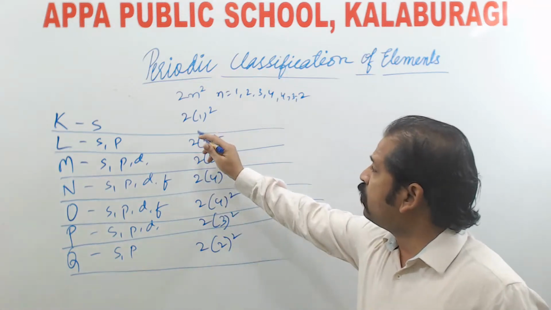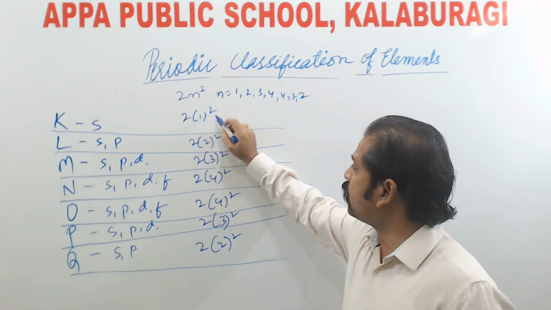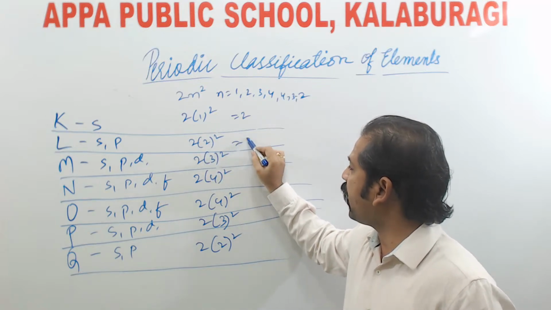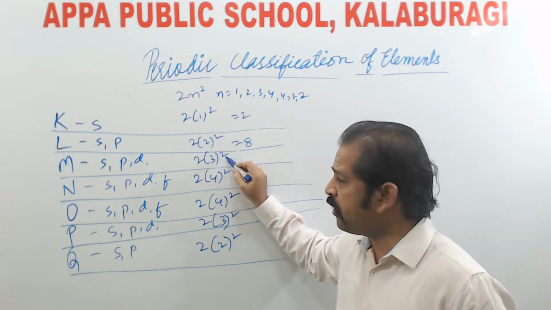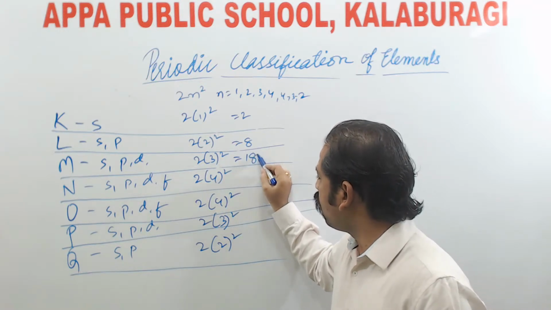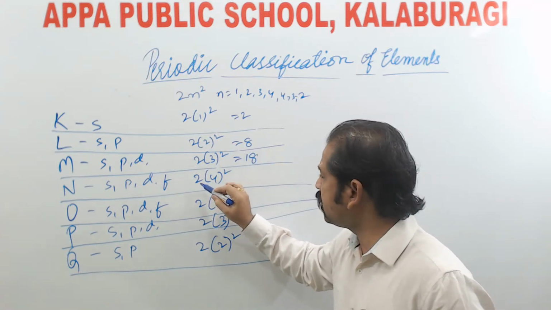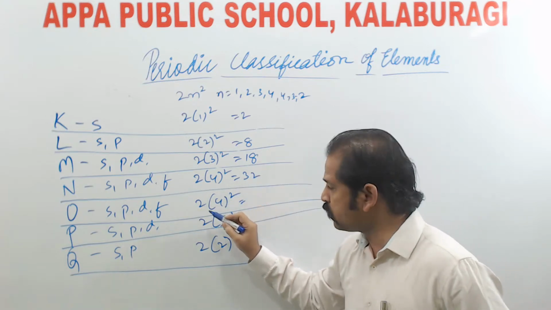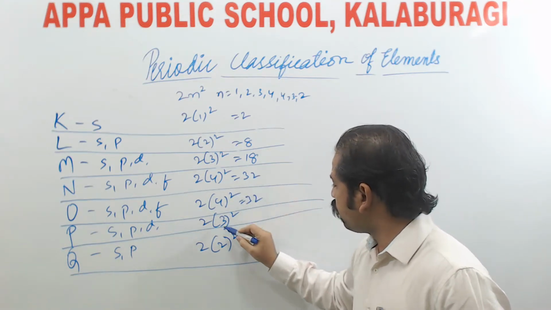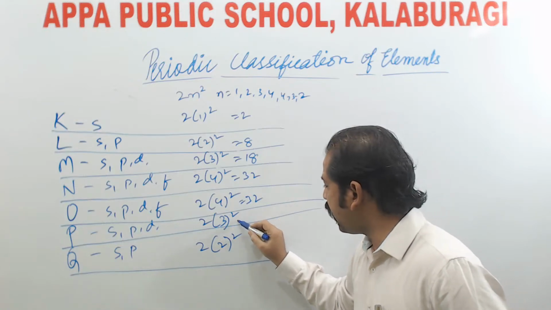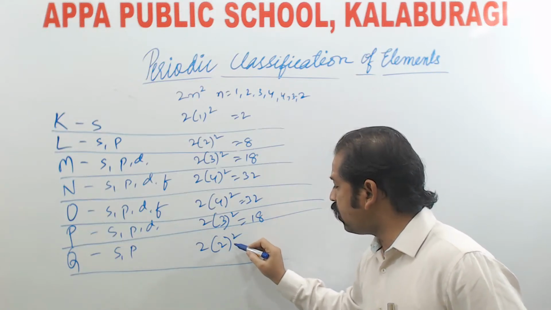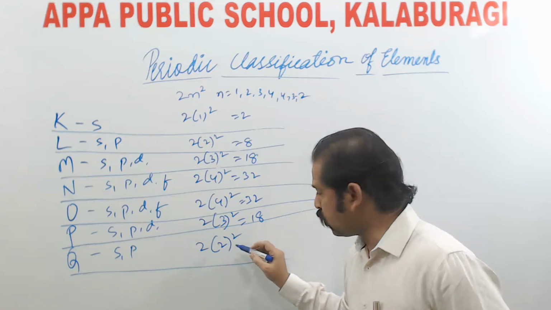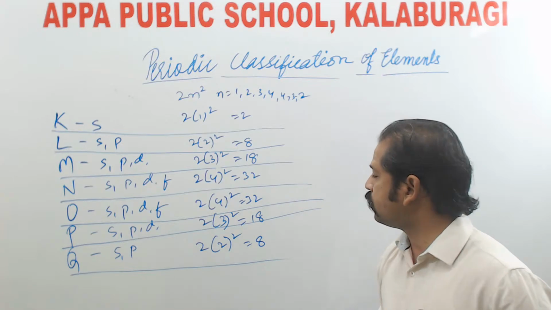2 into 1 square: 1 square is 1, 2 ones are 2. 2 square is 4, 4 twos are 8. 3 square is 9, 9 twos are 18. 4 square is 16, 16 twos are 32. 4 square 16, 16 twos are 32. 3 square 9, 9 twos are 18. 2 square is 4, 4 twos are 8.